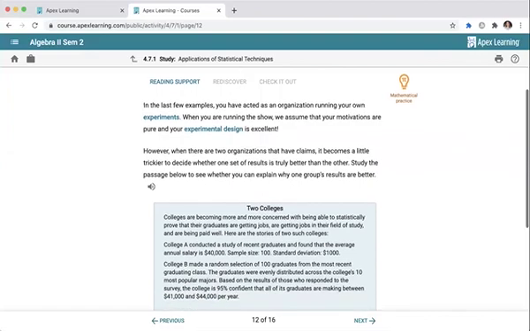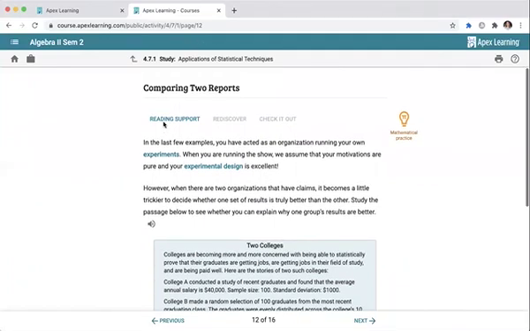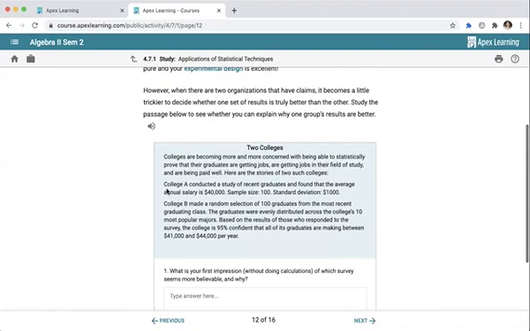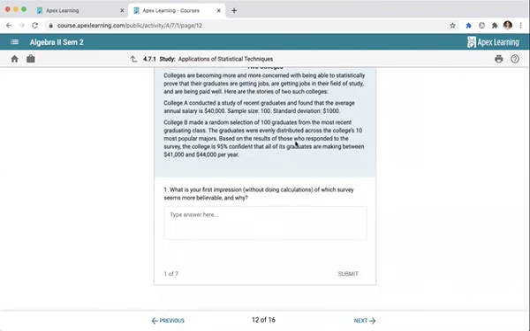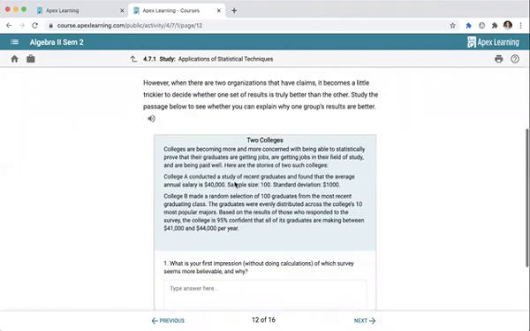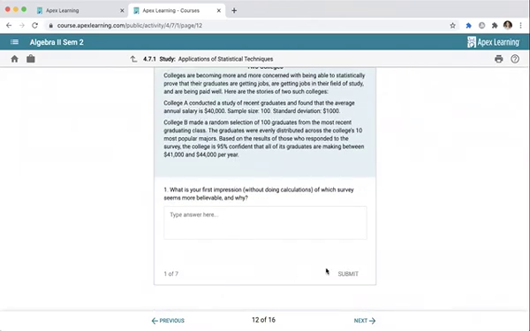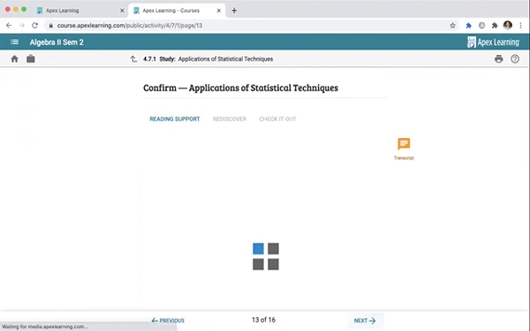Going forward here, this one is looking at 2 different reports. I will let you guys go through this one as well on your own here. I think it's a really great example. It walks you through the different steps like I just did.